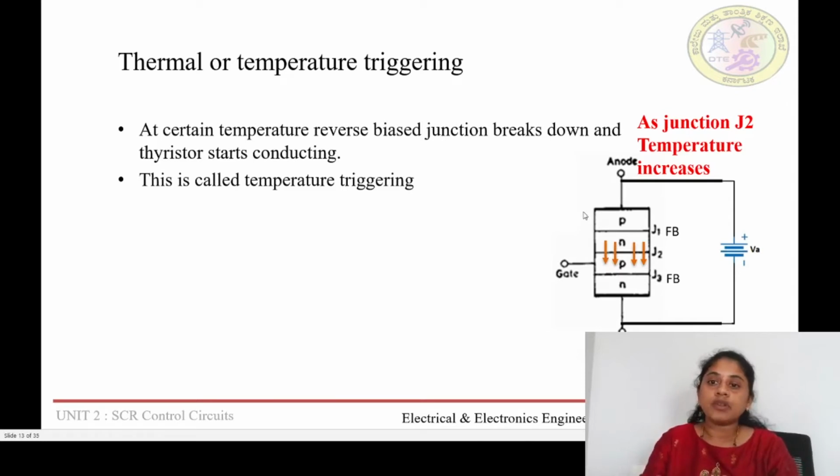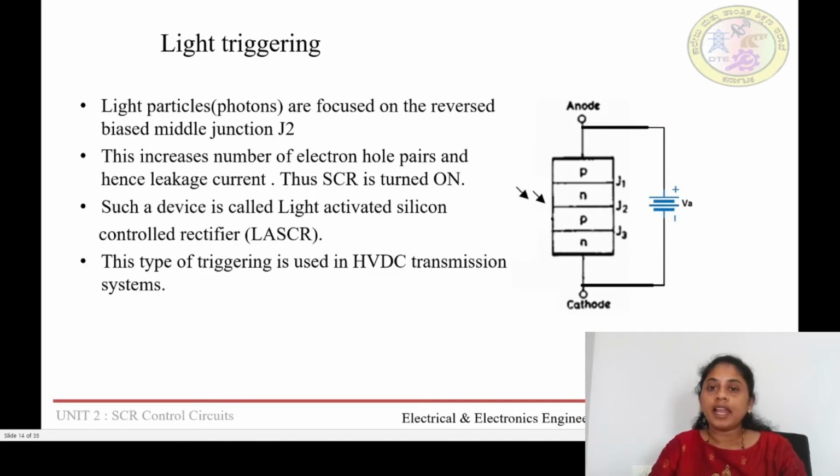This method is not usually preferred because of the thermal runaway problem. In the next slide, we will see light triggering. In light triggering, light is focused on the reverse biased junction J2 of a forward biased SCR. As light is focused at junction J2, electron and hole pairs increase at the junction and a small leakage current starts flowing through junction J2.